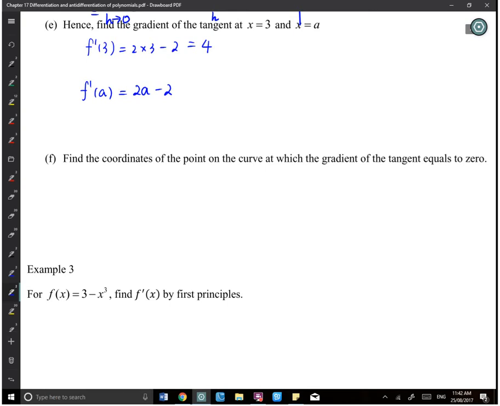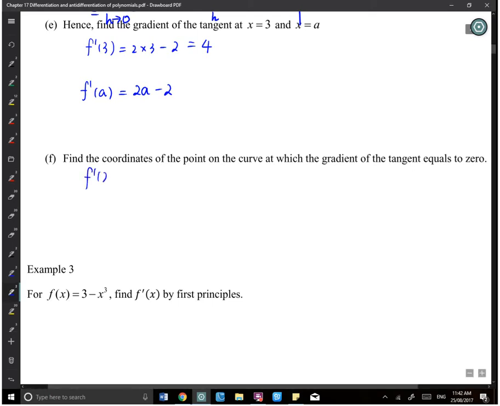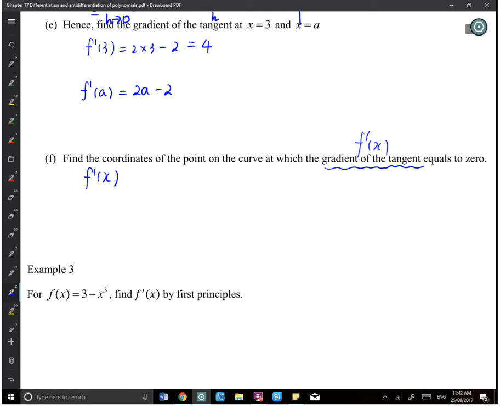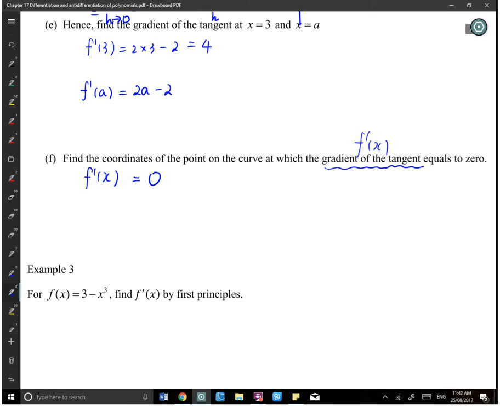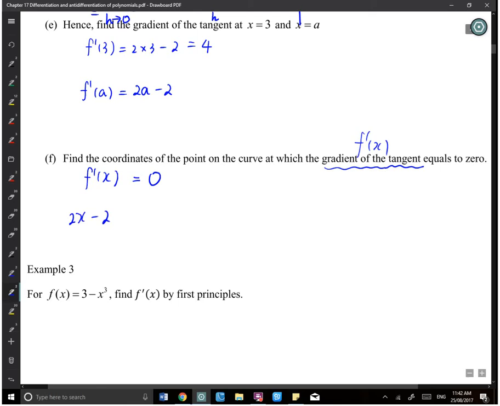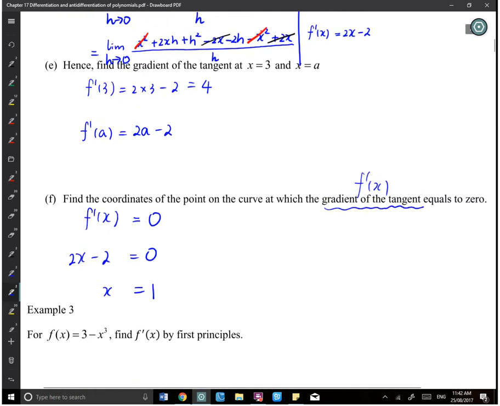Find the coordinates of the point on the curve at which the gradient of the tangent equals 0. When you see the gradient of the tangent, what should appear in your mind is f dash x. It tells you that f dash x is 0. So 2x minus 2 needs to be 0, so x will be 1. When x equals 1, the gradient will be 0.